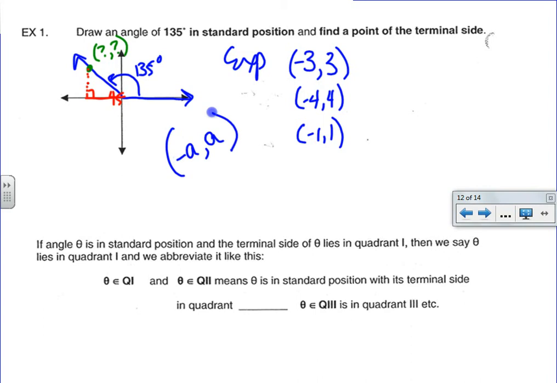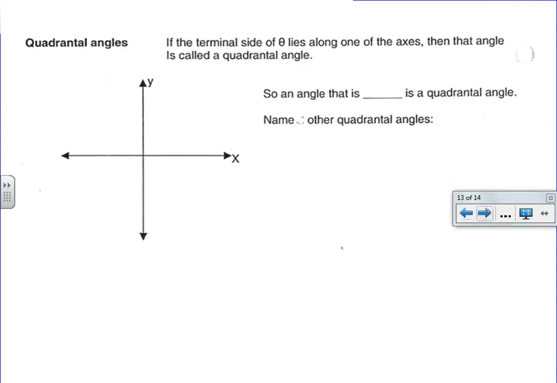Alright, the next line says if angle theta is in standard position and the terminal side lies in quadrant 1, then we say theta lies in quadrant 1 and we abbreviate it like this. Theta is contained within quadrant 1. If it says this, that means it is in quadrant, Roman numeral 2. And then theta contained in quadrant 3 would look like this. So they use Roman numerals to determine which quadrant we're talking about.